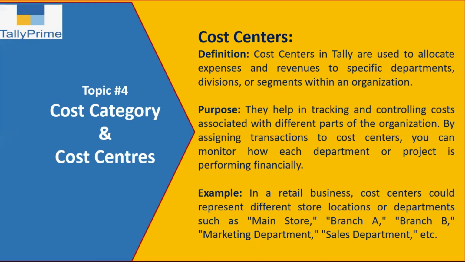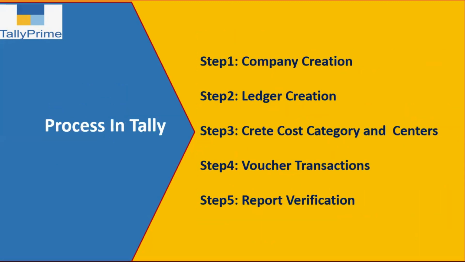A center is a sub. See, a center is branch A, branch B, branch C, like that. Everywhere there are main heads, and subheads like branch 1, branch 2. You can take many examples here, such as the sales department and purchase department. So we have different procedures here, and we can explain this cost center and category in a very simple process.